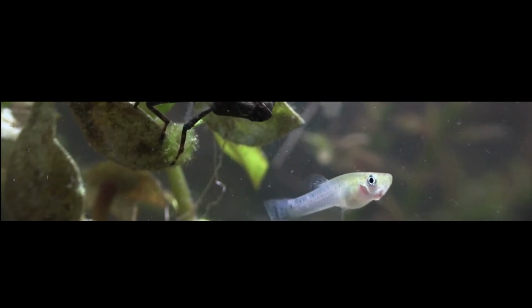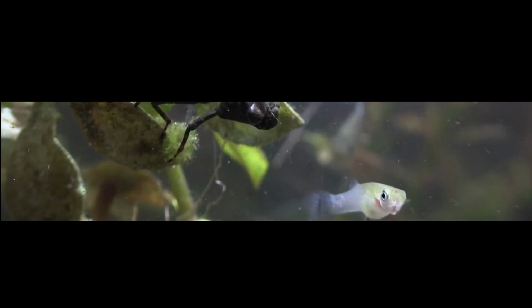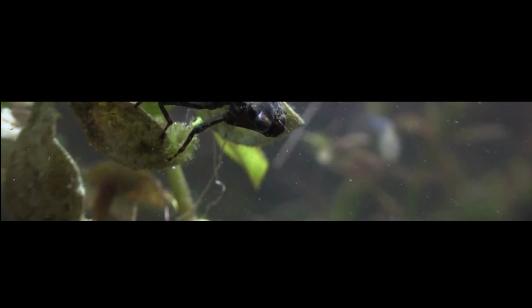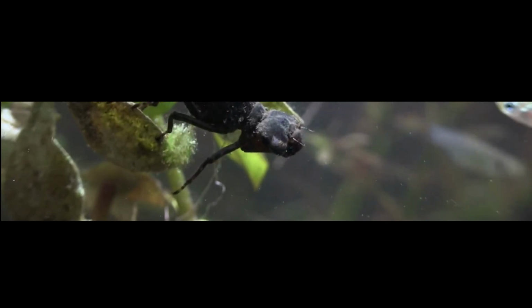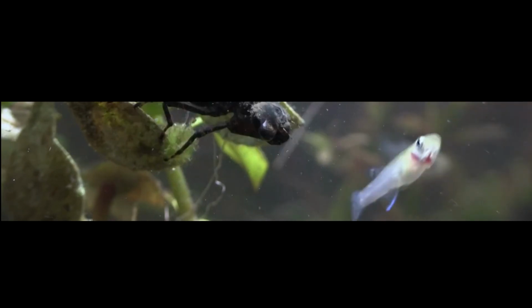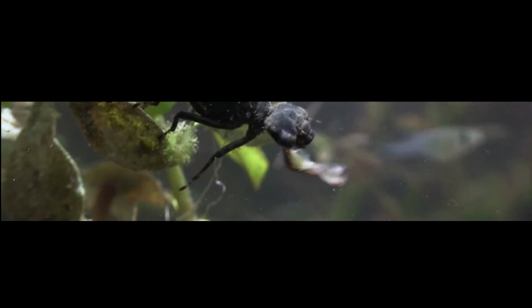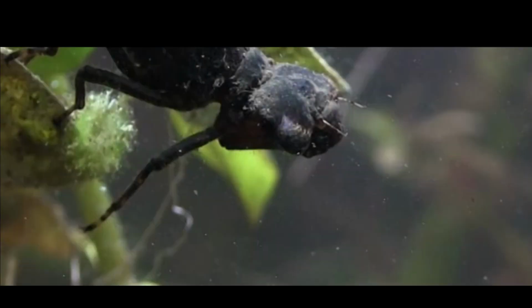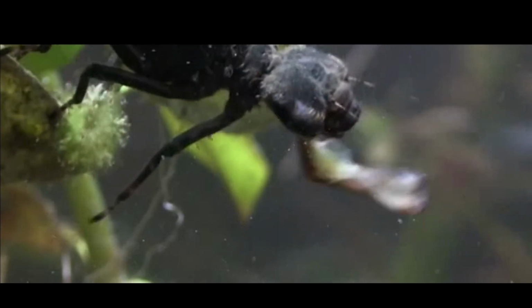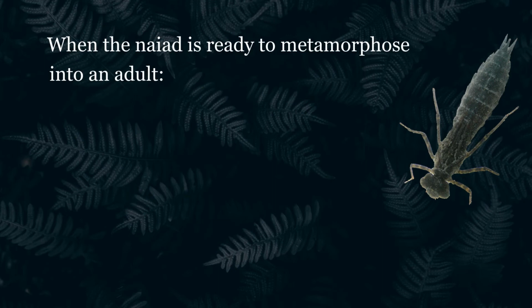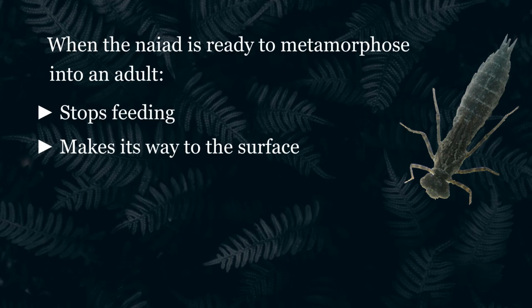The general body plan is similar to that of an adult, but the nymph lacks wings and reproductive organs. The lower jaw has a huge, extensible labium, armed with hooks and spines, which is used for catching prey. This labium is folded under the body at rest and struck out at great speed by hydraulic pressure created by the abdominal muscles. When the naiad is ready to metamorphose into an adult, it stops feeding and makes its way to the surface, generally at night.